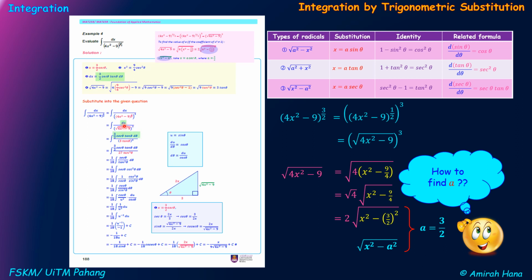Okey, dx daripada sini 3 over 2 sec theta tangent theta d theta. So kita masukkan dekat sini. And then square root of 4x squared minus 9 equals to 3 tangent theta. So kita gantikan dekat sini. Tapi dekat luar ada cube. Okay, ada kuasa 3. Okay. And then we have 3 over 2 sec theta tangent theta d theta over 3 cube equals to 27. Tangent theta cube equals to tangent cube theta. Right?